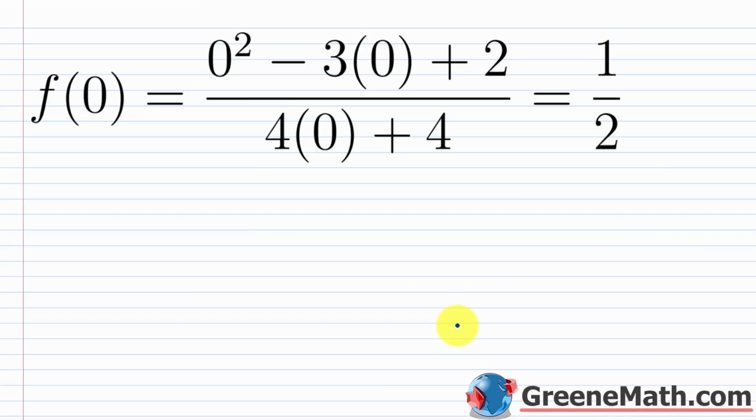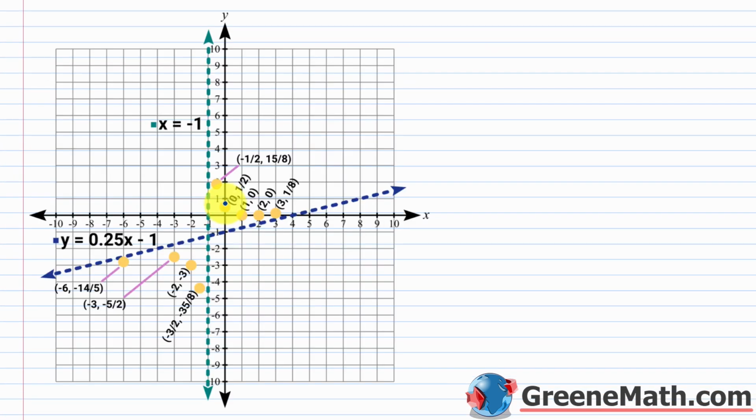All right, additionally, we want to find the y-intercept. So you want f of 0. So this is equal to 0 squared minus 3 times 0 plus 2 over 4 times 0 plus 4. So you end up with 2 over 4, which is 1/2. So the y-intercept would be at (0, 1/2). So that's going to be this point right here.